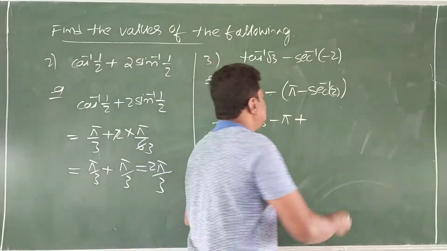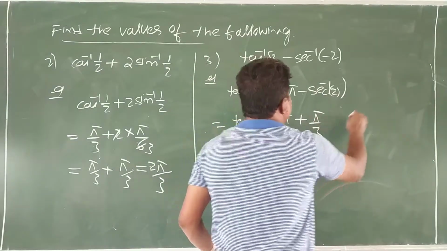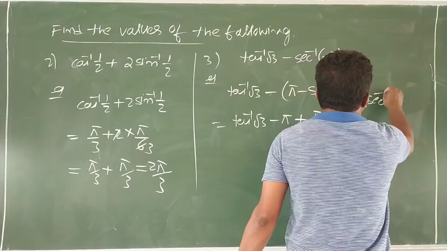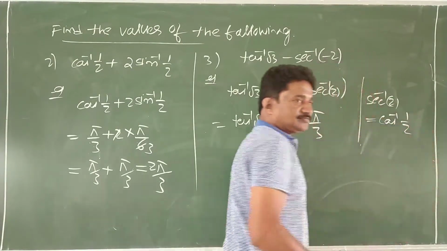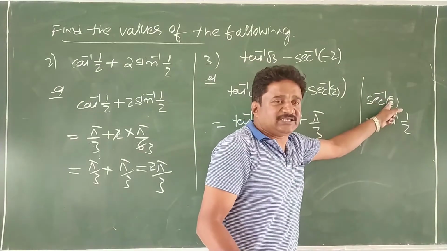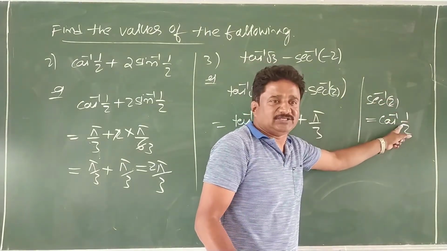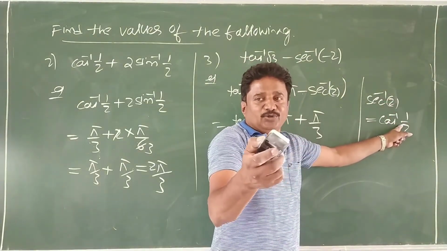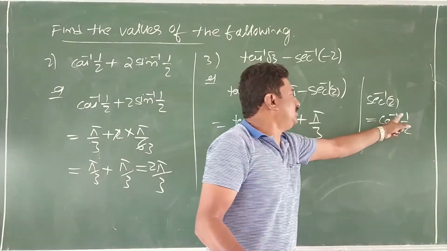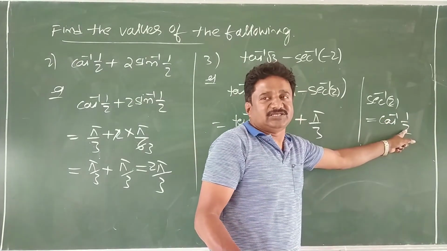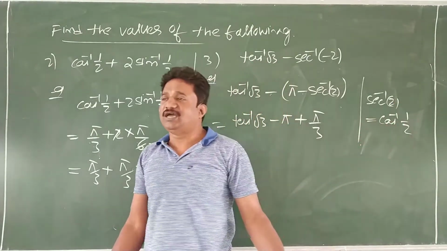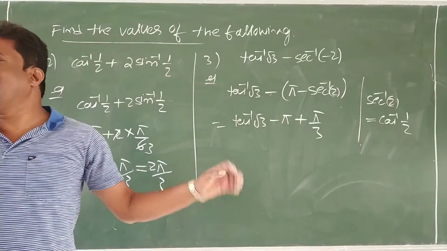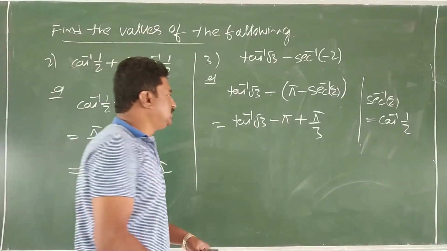Or you use this, pi by 3. Or you use this, secant inverse 2 is equal to cos inverse 1 by 2. What is secant inverse x? Cos inverse 1 by x. We proved those formulas. So cos inverse 1 by 2, is it 30 or 60? 60. If 1 by 2 comes in sine, we use 30. If the same 1 by 2 comes in cos, it must be 60.